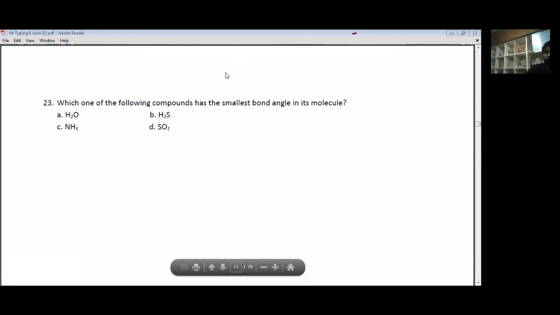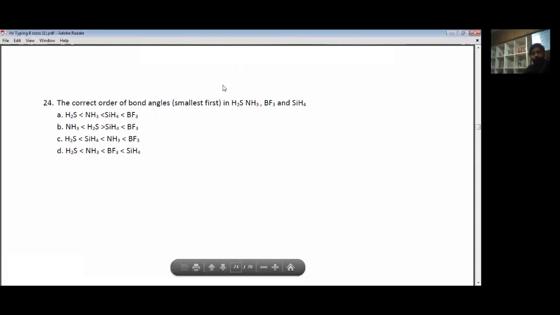So, moving to the next question. The correct order of bond angles, smallest first: H2S, NH3, BF3, SiH4. H2S is approximately 92 degrees. That's not 90.2, I kept writing 90. It is 92 degrees nearly.